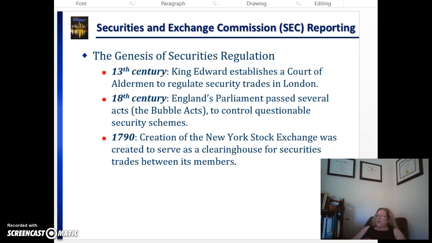And so let's look at a timeline of the SEC and kind of how it came about. In the 13th century, King Edward established a court of aldermen to regulate security trades in London. Then in the 18th century, England's Parliament passed several acts called the Bubble Acts, and these were to control questionable security schemes. In 1790, there was the creation of the New York Stock Exchange, and this was to serve as a clearinghouse for security trades between its members.